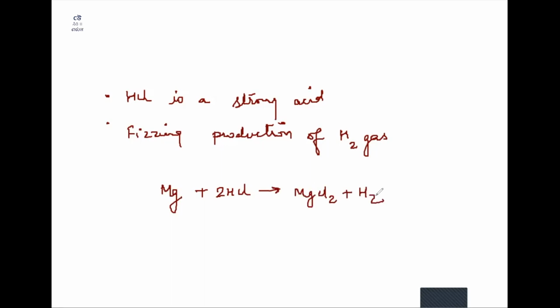So this is proving that test tube A will show fizzing, because test tube A is the place where there will be more production of hydrogen gas.